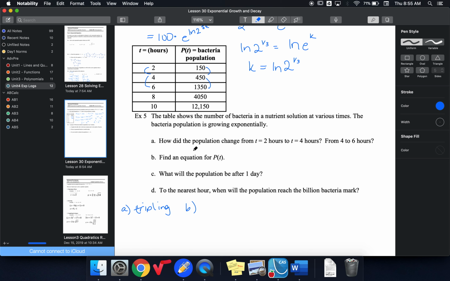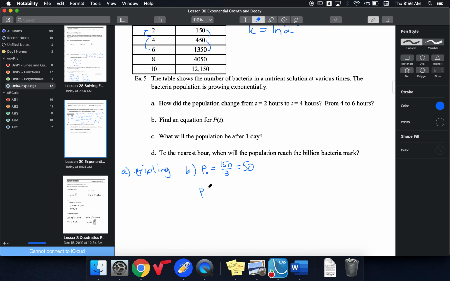All right. An equation for P of t? Well, for P of t, to find my equation, I need to know my initial population. So I need to go backwards. So I'm going to divide by 3. So initial population is going to be 150 divided by 3, which is, of course, just 50. My growth factor is I'm doubling every 2 hours. Sorry, not doubling, tripling every 2 hours. So let's think about what that's going to be.